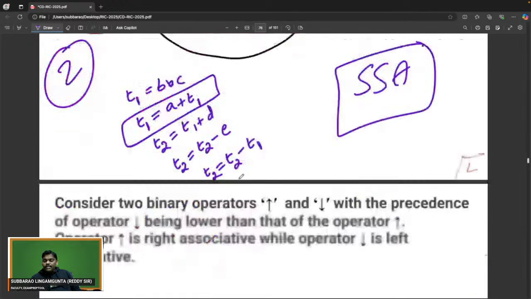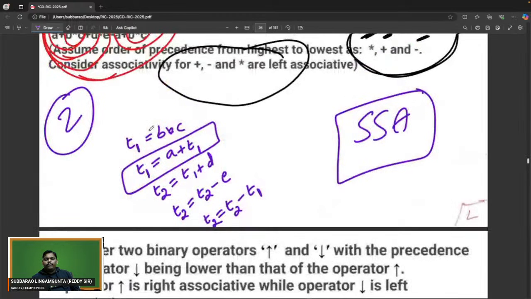It is not SSA. SSA means on the left hand side, you cannot use the same variable more than one time.